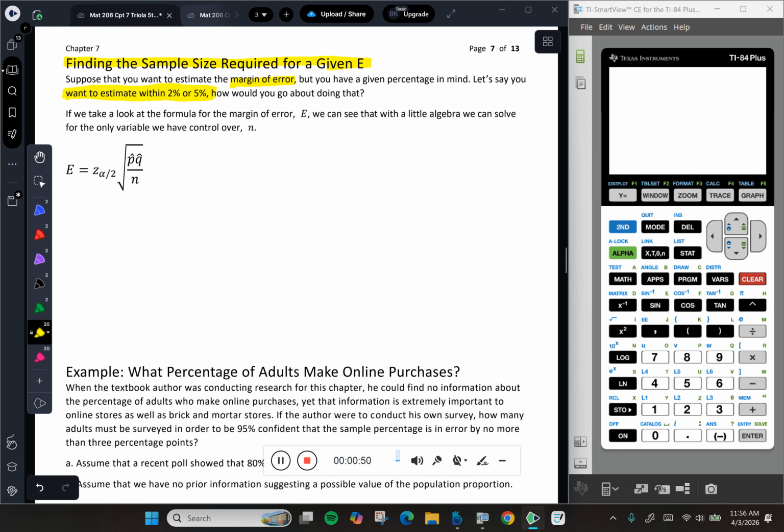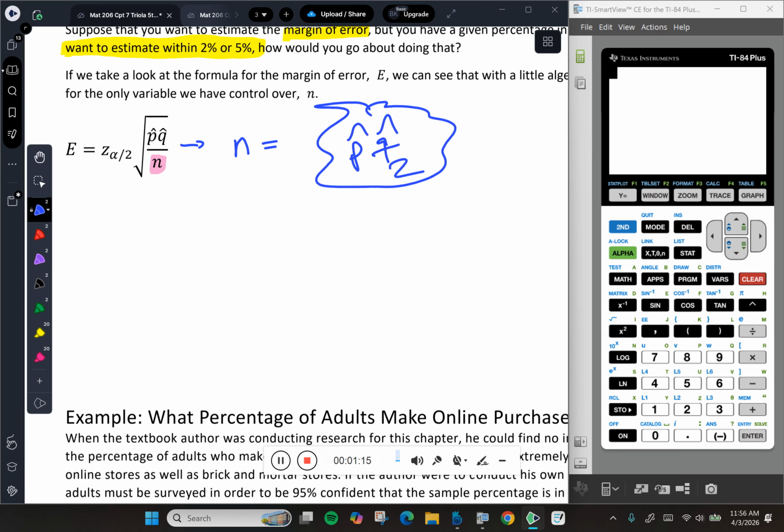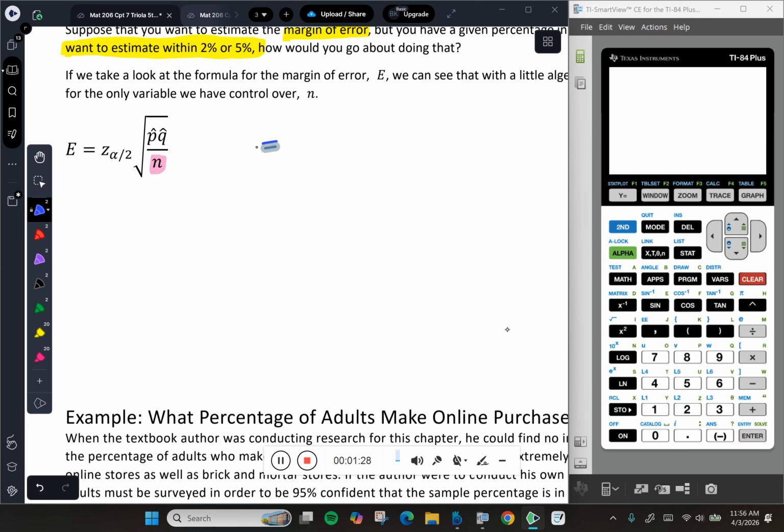Well, as we talked about earlier, the only variable in the margin of error formula that we have control over is n. So with a little bit of algebra, could we take that formula and solve it for n? Meaning, could I do some algebra where I would get n equals whatever, with p hats and q hats and z's in it, that would allow me to know how big my sample needs to be to make this happen? So let's take a look at doing that algebra real quick.